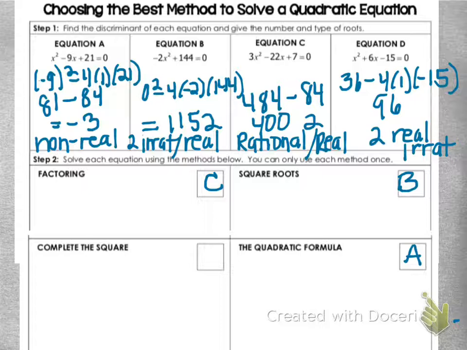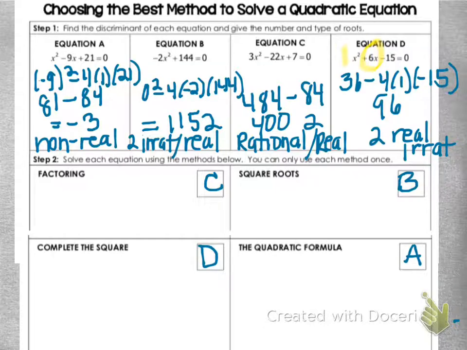But that one is a perfect one for doing complete the square, because see, the middle term is, sorry, not positive, is even, and it starts with a 1. So that's a perfect one for complete the square. So we have one that really is best suited for each type.